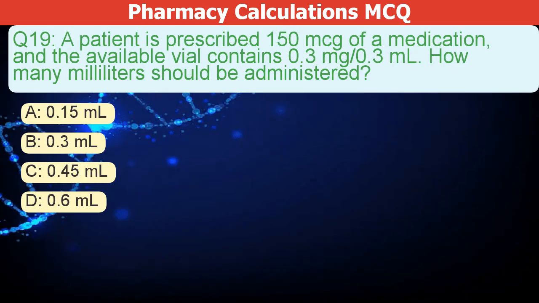A patient needs 150 micrograms of medicine. The vial has 0.3 milligrams per 0.3 milliliters. How many milliliters should be given? A. 0.15 milliliters. B. 0.3 milliliters. C. 0.45 milliliters. D. 0.6 milliliters.